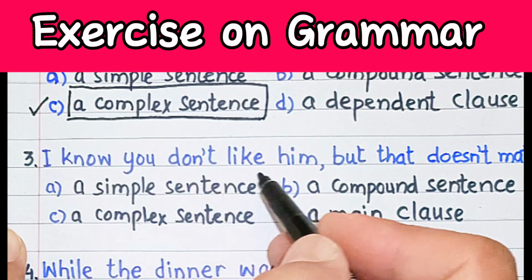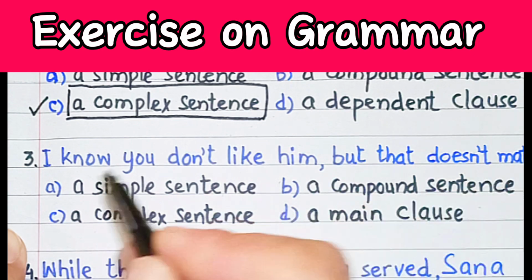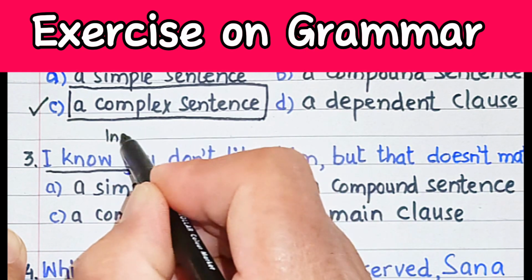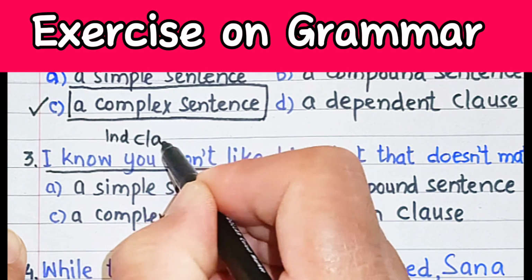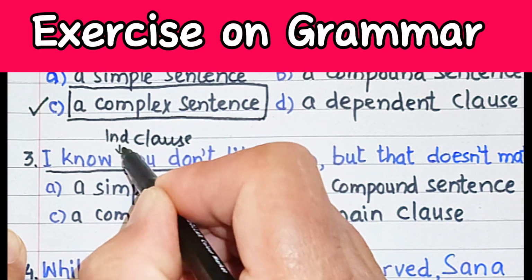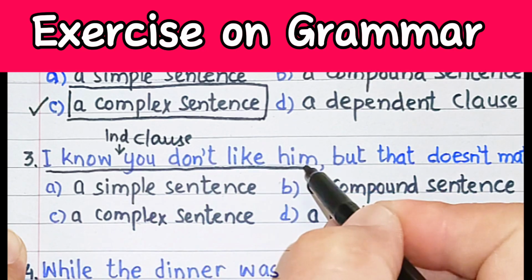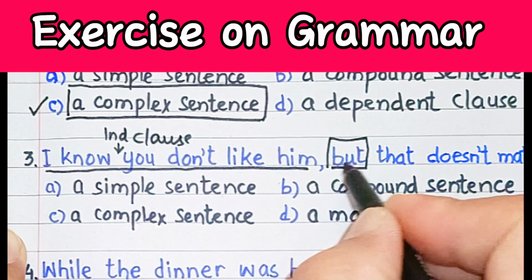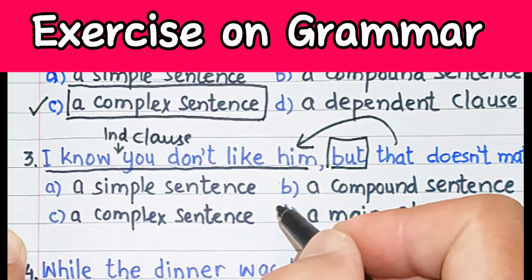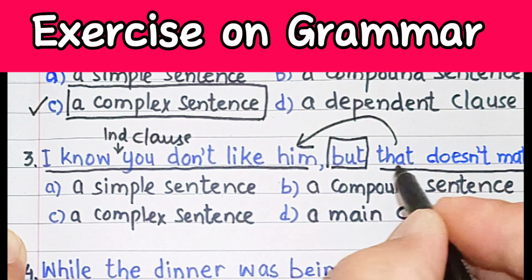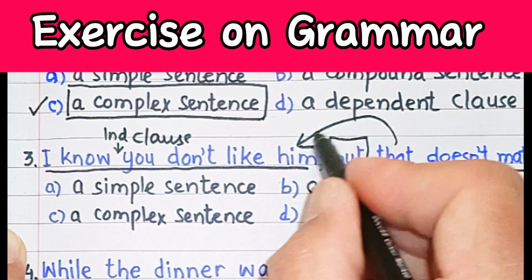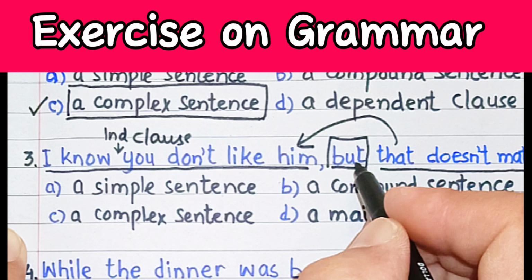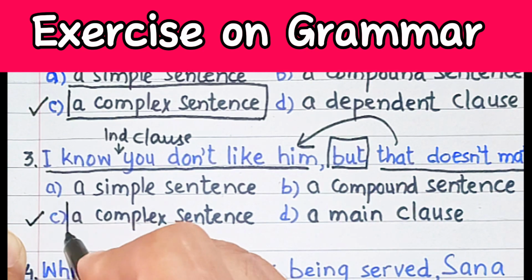Number 3, I know you don't like him, but that doesn't matter. So over here, I know you don't like him is an independent clause. So this but is a conjunction that connects this particular independent clause with a dependent clause, but that doesn't matter. So this is dependent on this, and over here but is there, that shows subordination. So again, it is a complex sentence.